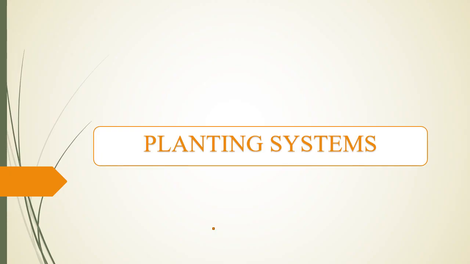Today's video is all about planting systems. The definition of planting system is the laying out of plants in a systematic manner in a specific orchard is the planting system.